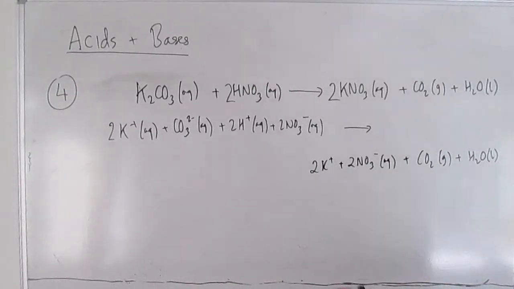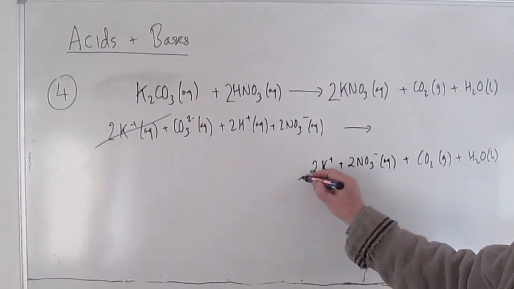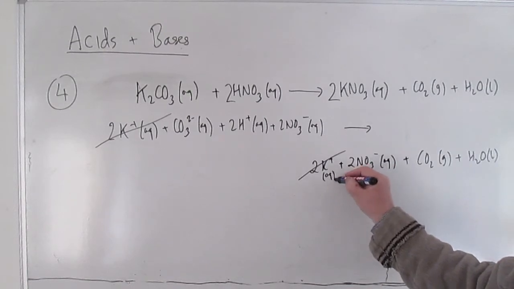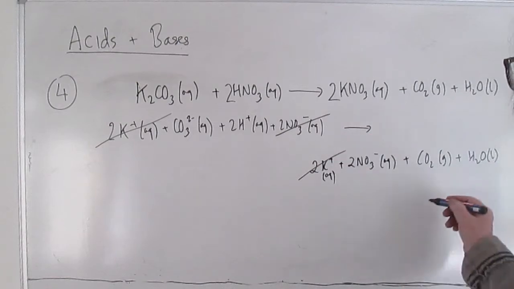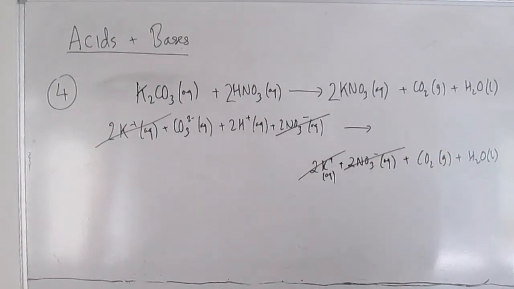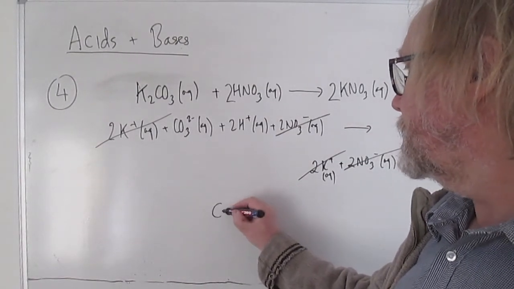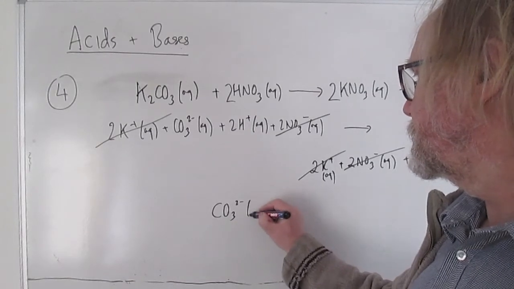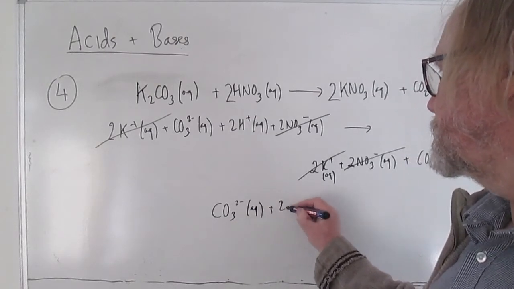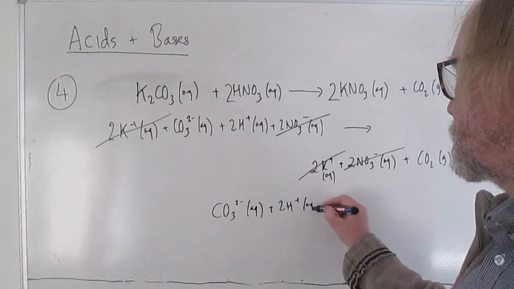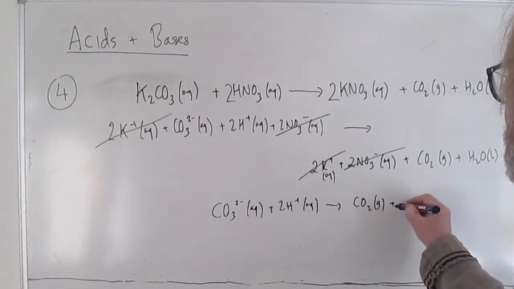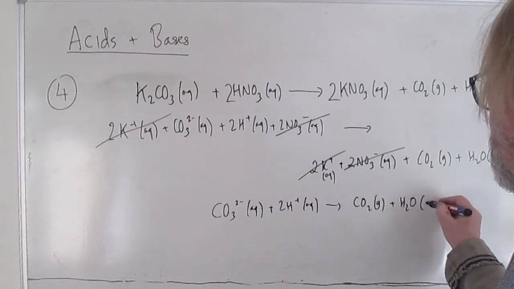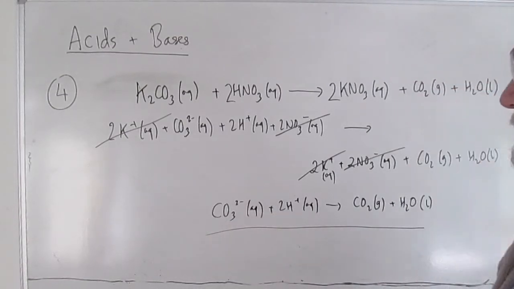So lots of cancelling to be done because the K+ ions didn't change. Sorry, that should have been aqueous. They didn't change. The nitrate ions also were there at the beginning, still there at the end. They didn't change. So what you're left with is carbonate plus 2H+ goes to CO2 plus water. And that's your ionic equation.